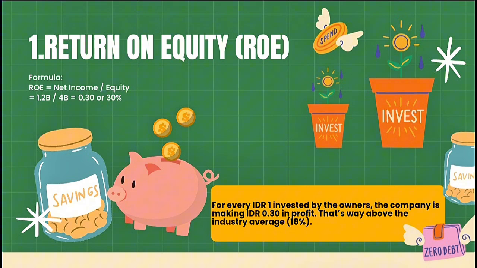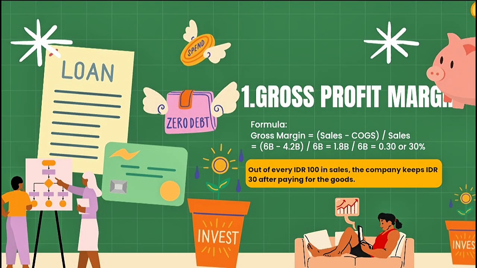The formula is net income divided by equity. So 1.2 billion divided by 4 billion. The result is 0.30 or 30%. What it means is, for every 1 Indonesian rupiah invested by the owner, the company is making 0.30 Indonesian rupiah in profit. That's why it is above the industry average of 18%. And the last one is gross profit margin.